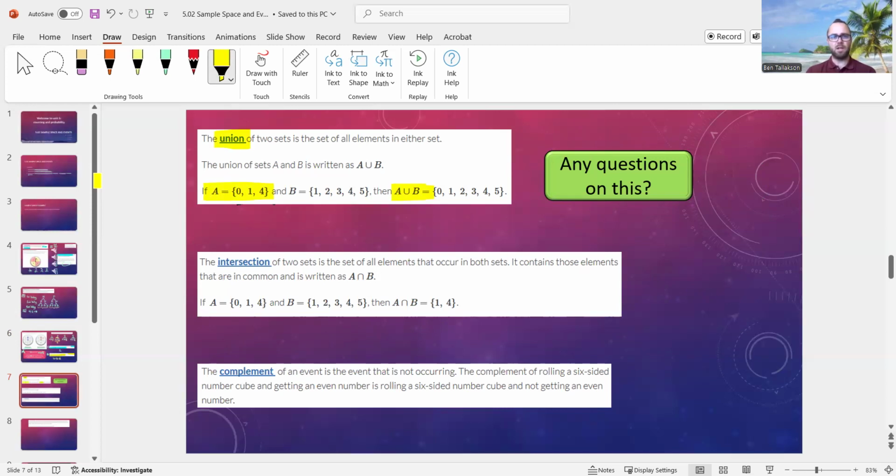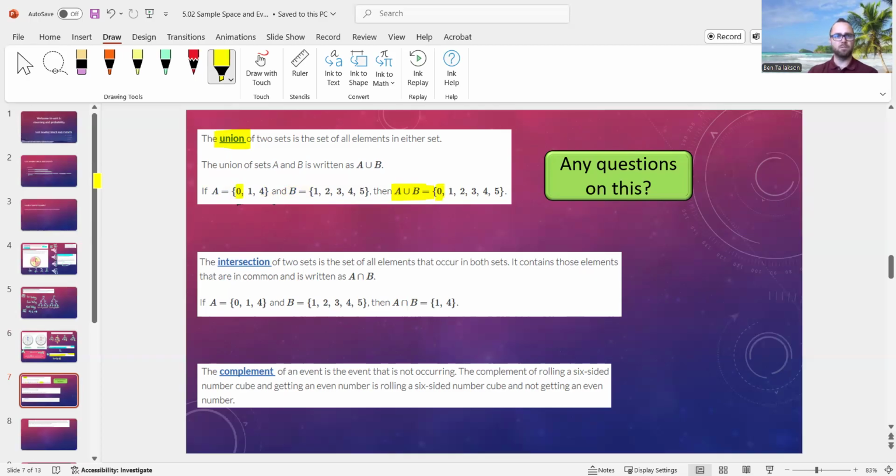And spinner B has a 1, a 2, a 3, a 4, and a 5. Well, the union of sets A and B will include all of the values from both. So ultimately, what you're doing is you're going down the list and you're saying, hey, what's the lowest value?